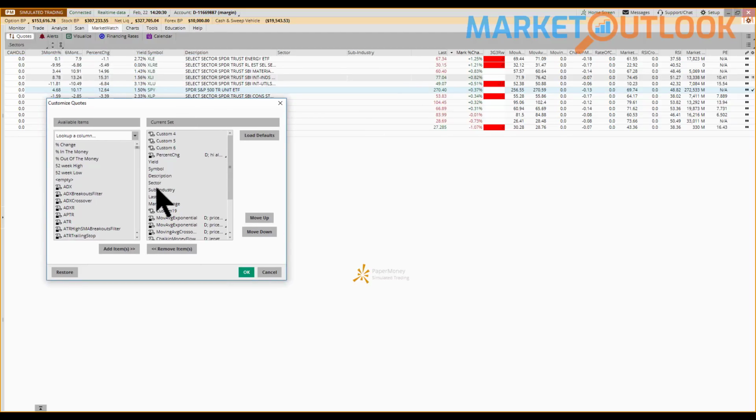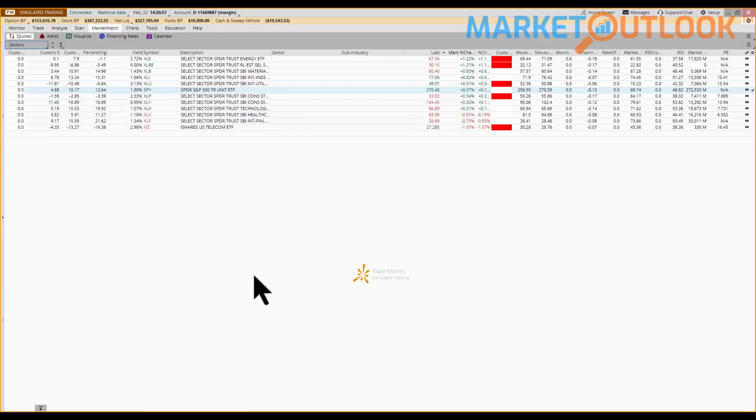As you can see, I have mark percentage change right here. Now, mark percentage change will change in the after hours sessions, so we have to be careful with that. Percentage change does not. So I'm going to put percentage change right next to the mark percentage change. You'll notice I just dragged it over there. You can also click on it here and then click add item if you want, and then move it up or down over here, whatever suits your fancy. But I'm going to go ahead and click on OK.